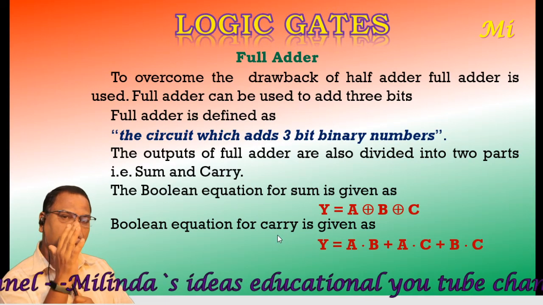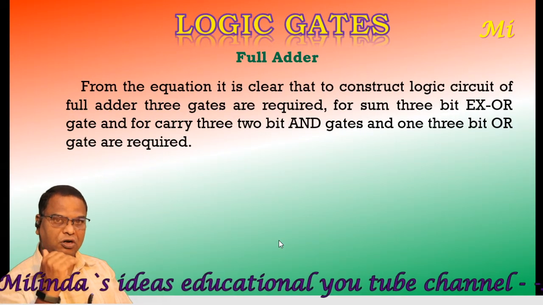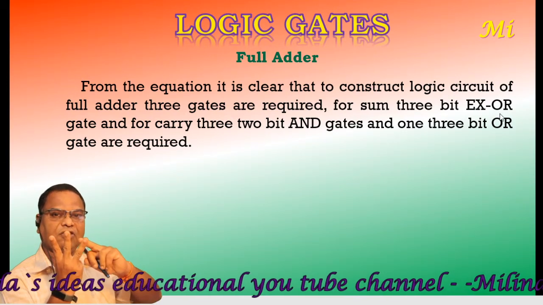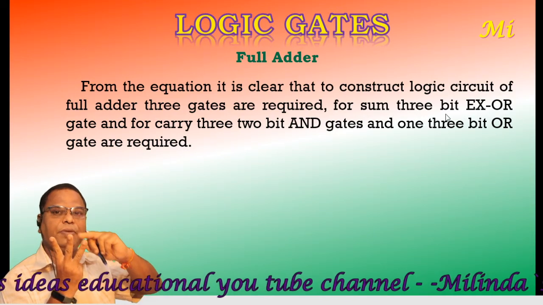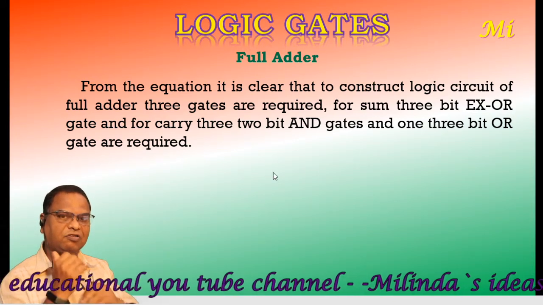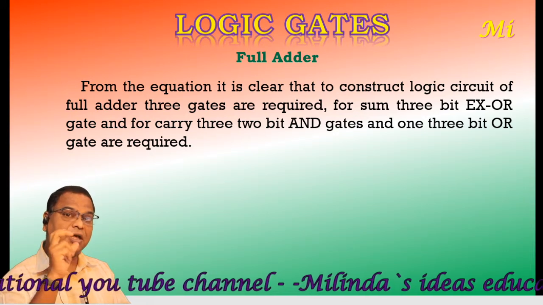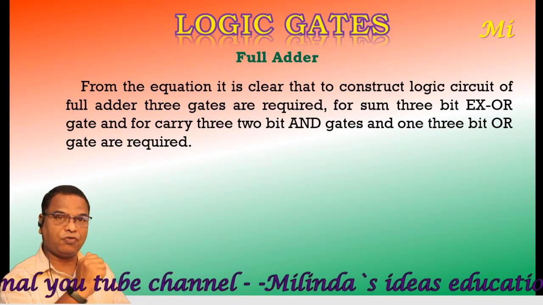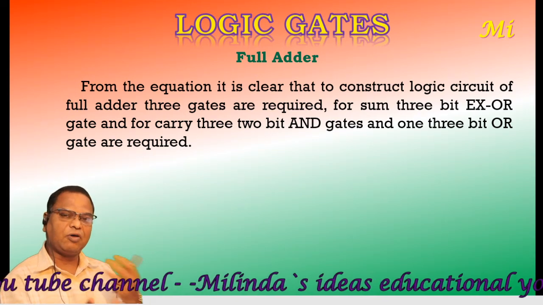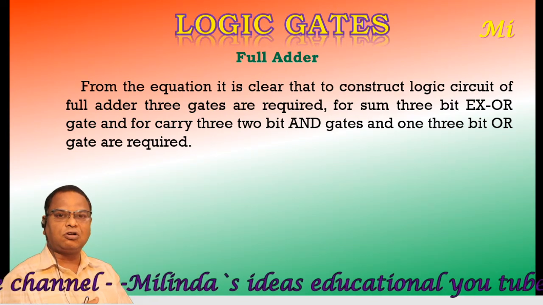Now friends, from these two equations one thing is clear: to assemble the full adder circuit we require a 3 bit XOR gate, A XOR B XOR C. So a 3 bit XOR gate is required, or in some cases 2 bit XOR gates. When we studied the parity checker, we took 2 XOR gates: the output of the first XOR is A XOR B, and the output of the second is A XOR B XOR C. We can connect it that way, or if we have a 3 bit XOR gate we can easily connect it to get the output of sum.